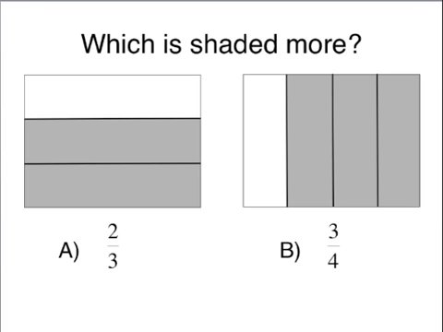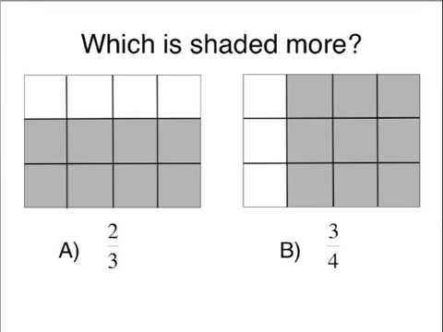Just in case, here's one more hint. Now which do you think has the greater area shaded? You can stay with the same guess or change your guess. Rectangle B with 3/4 had more of its area shaded.